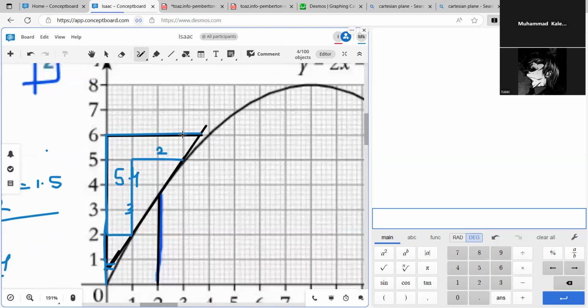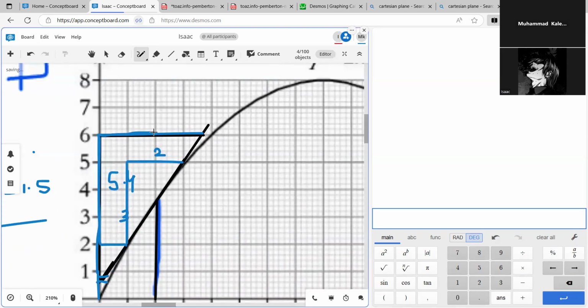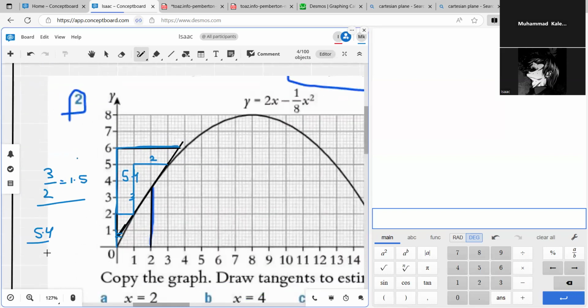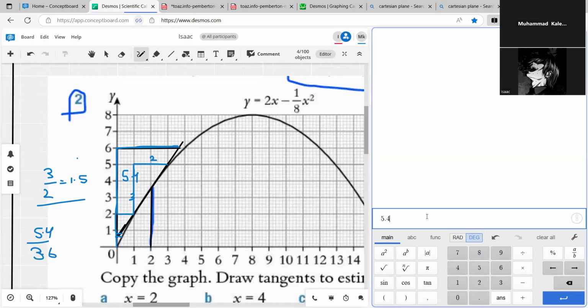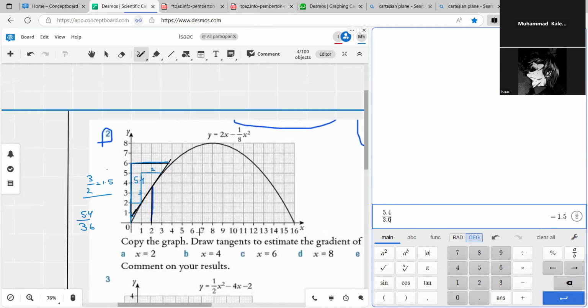What's the horizontal distance? Here we have 1, 2, 3, and it's 3.246, approximately 3.6. So if I divide 5.4 by 3.6, it's 1.5. Exact answer. So it doesn't matter which triangle you are taking, but make sure that your triangle is attached to the tangent. The tangent is a line which cuts that point. Do you understand it?